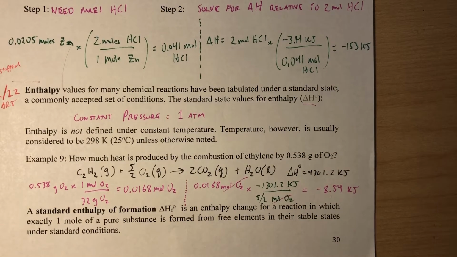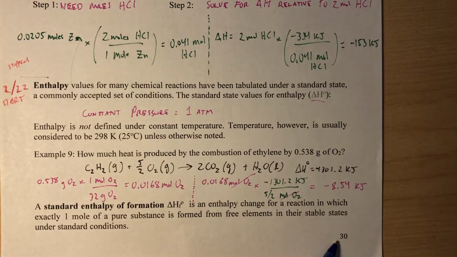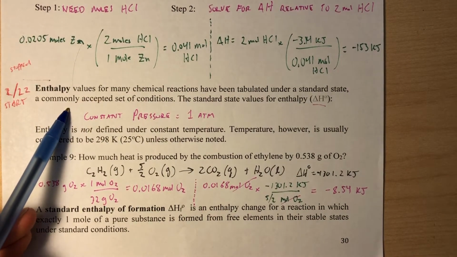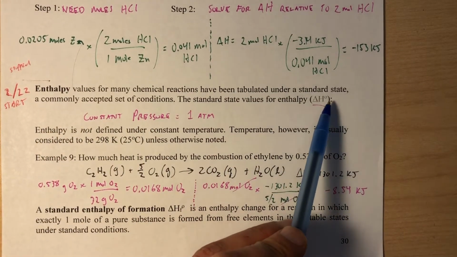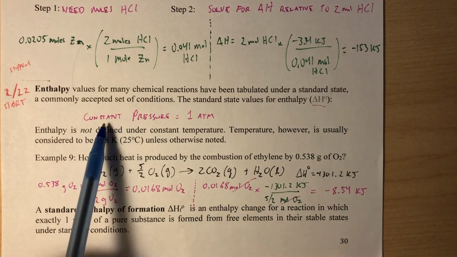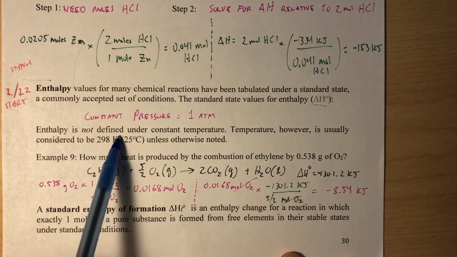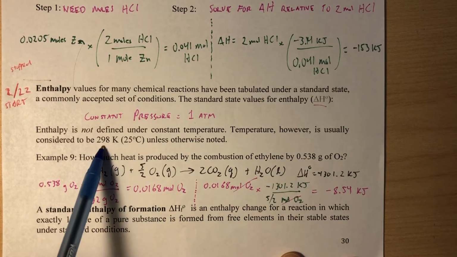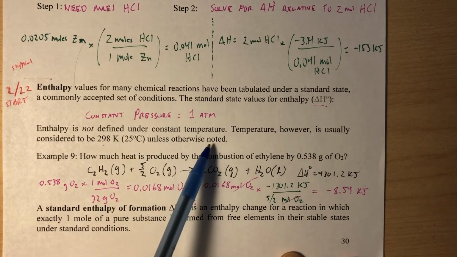Hi class, so we're picking up today with our continuing discussion about enthalpy and thermodynamics starting on page 30. Enthalpy values for chemical reactions have been tabulated under the standard state, a common set of conditions indicated by a delta H naught with a little circle in the superscript. Constant pressure is considered 1 atmosphere. Enthalpy is not defined under constant temperature. Temperature, however, is usually considered to be 298 Kelvin, which is 25 degrees Celsius, about room temperature, unless otherwise noted.